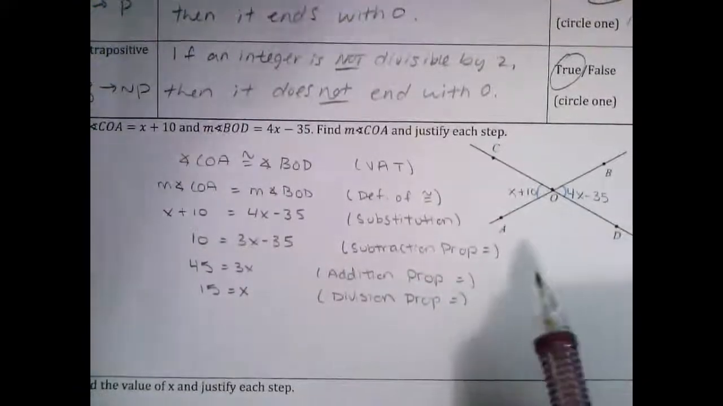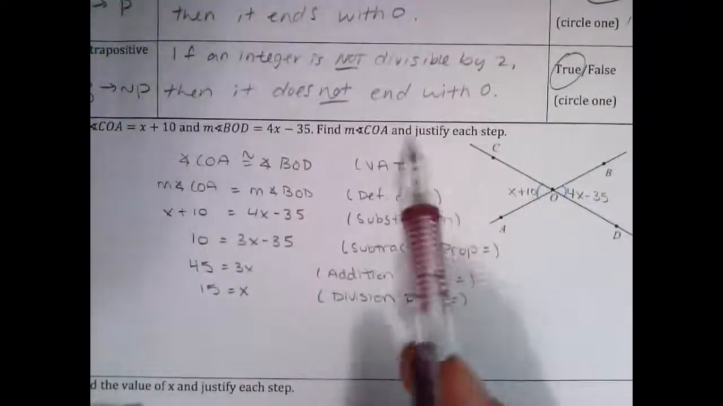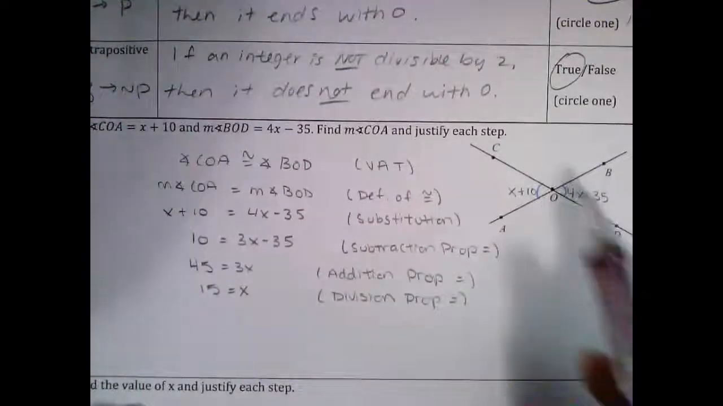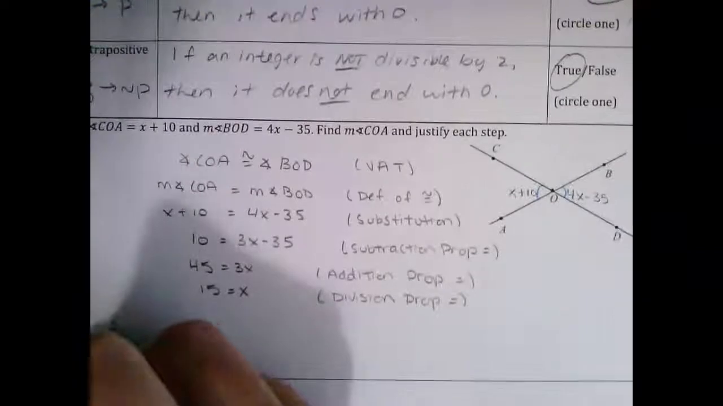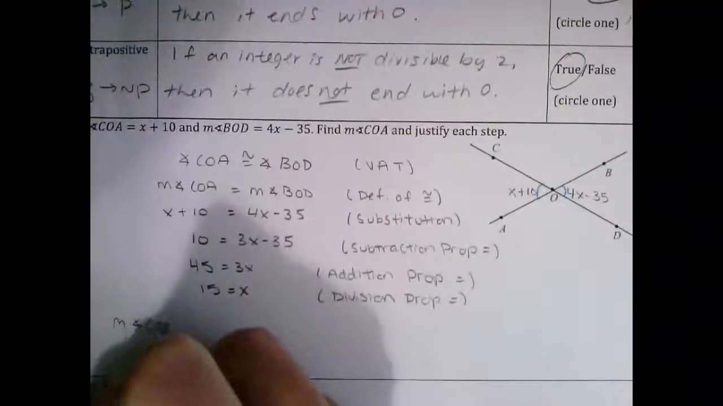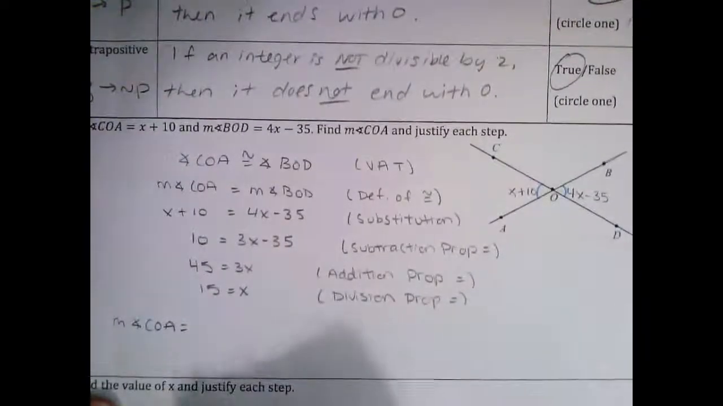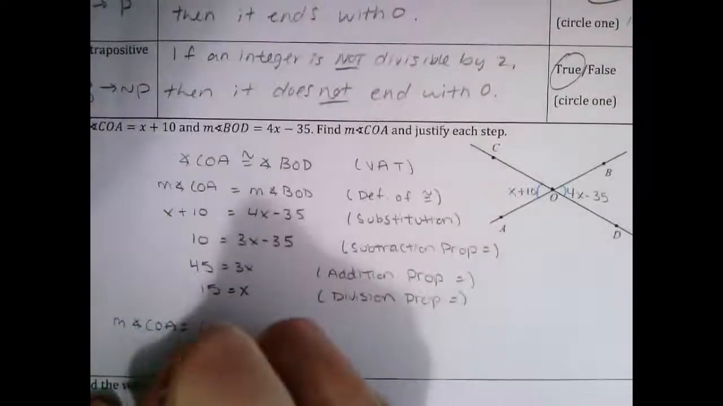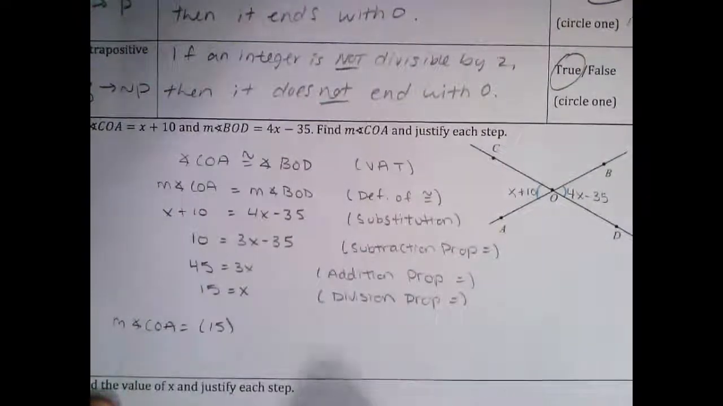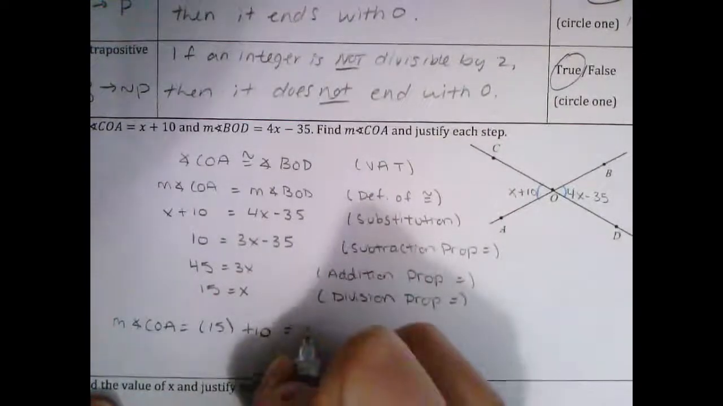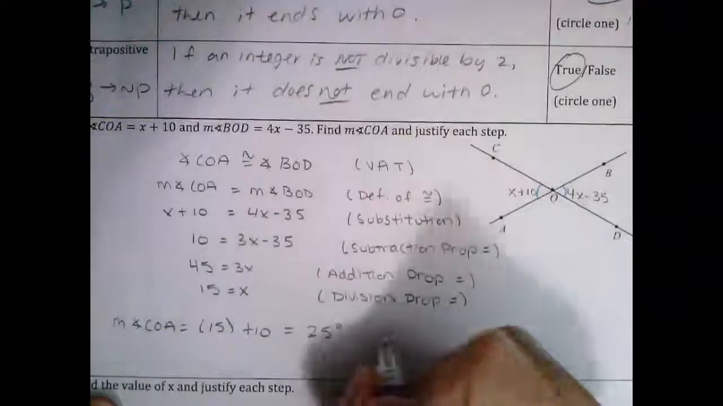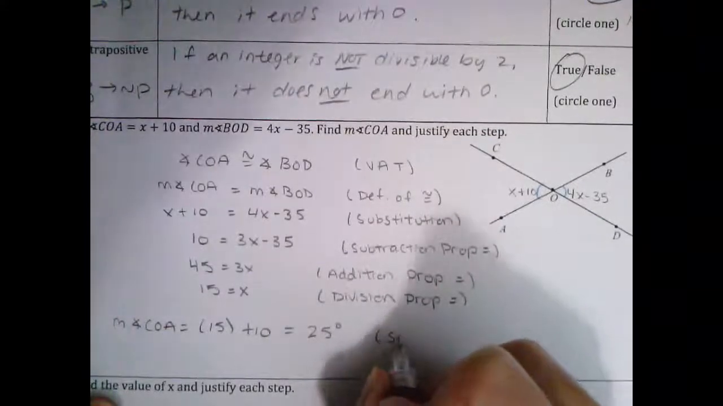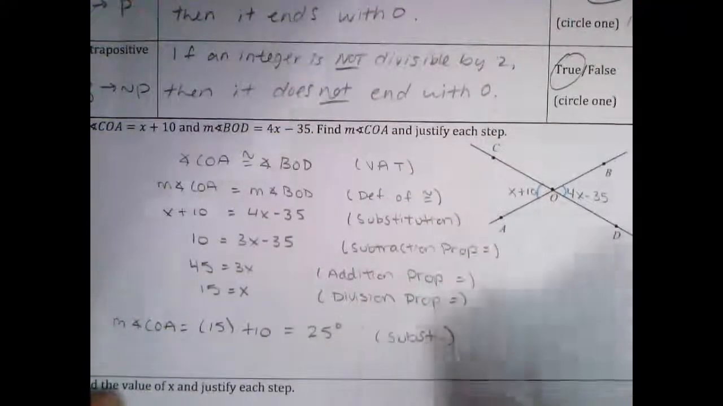We would be done, but it didn't ask for just x. It asked us to find the measure of COA. This is COA right here. So I'm going to finish it by saying that the measure of angle COA is equal to x, which is 15, plus 10. So 15 plus 10 is 25. So 25 degrees. Make sure you put degrees. And this is just substitution again.